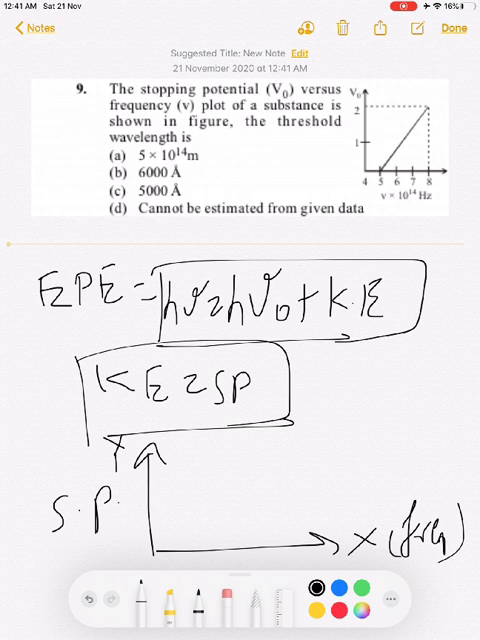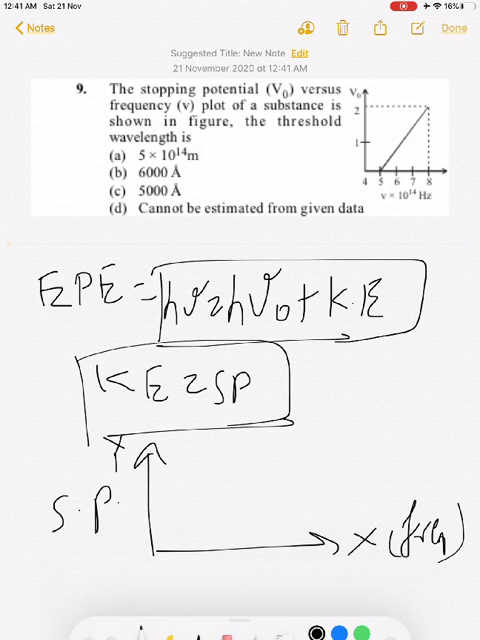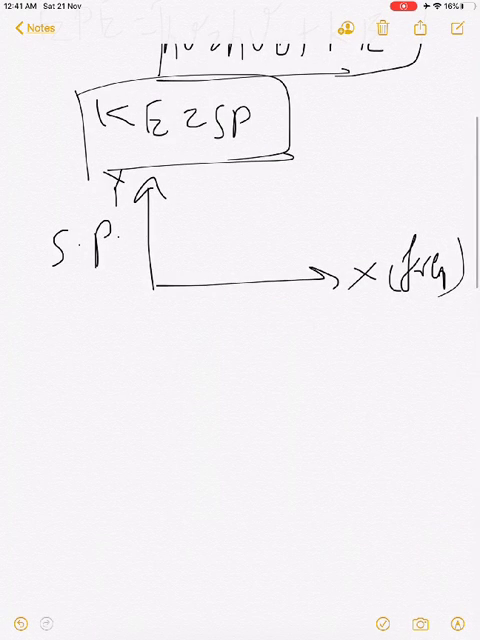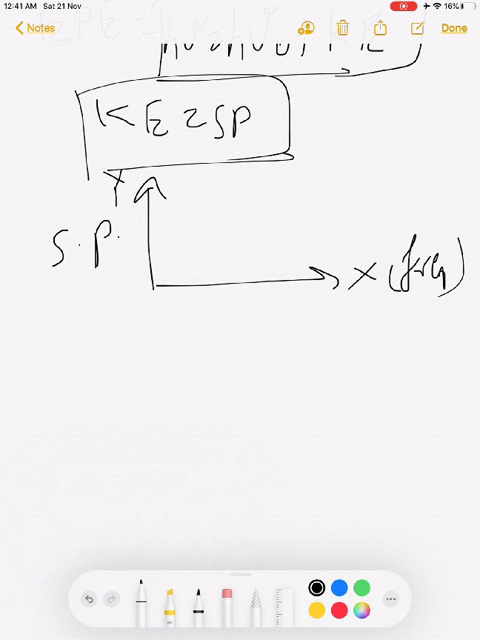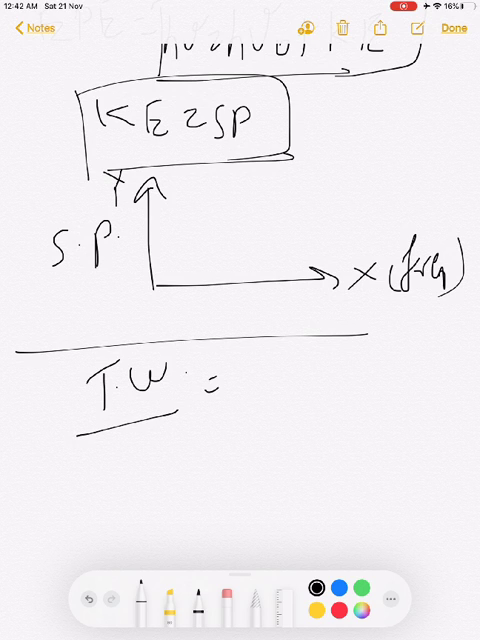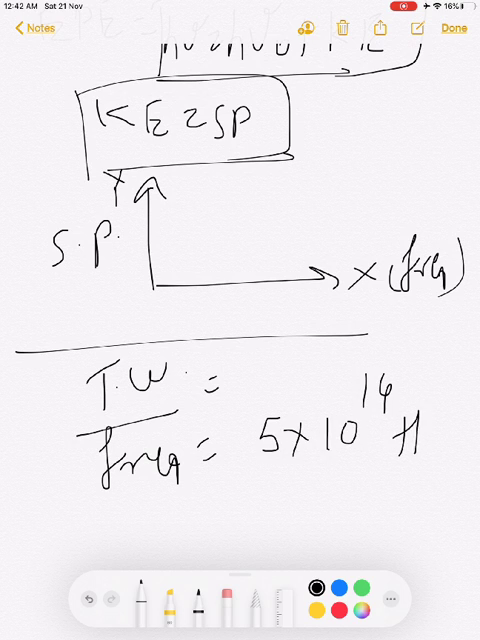So what is meant by the threshold wavelength? Basically, it is the cutoff energy to emit the electron. Now back to the data given in the problem. Here we know the value of the frequency is equal to 5 into 10 raised to 14 hertz. This is the value of frequency given in the problem.